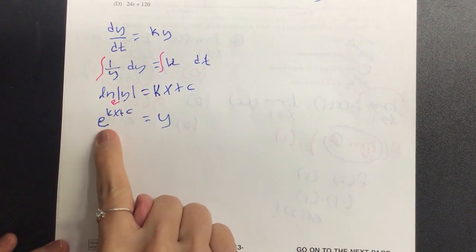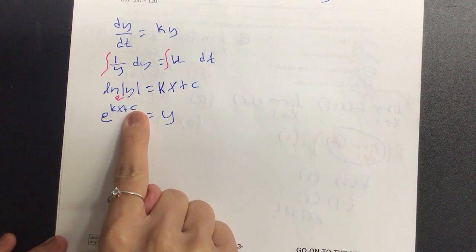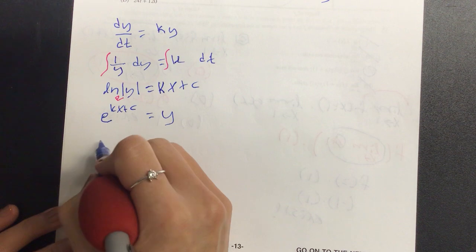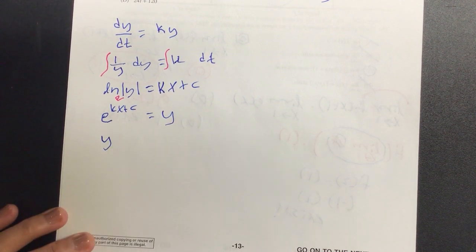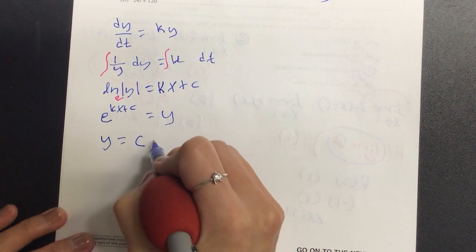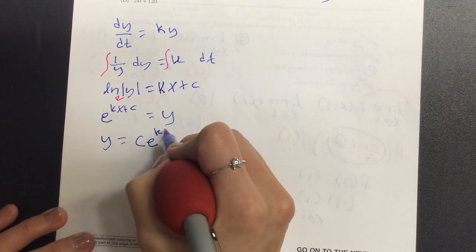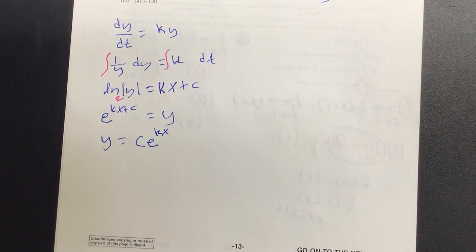And isn't e to the c some number? Isn't c also some constant as well? So another way to write this out is the following. And if you need a little review, I'll write something on the side. It is c e to the power of kx, because e to the power of c became just some random constant. Are we okay with that?